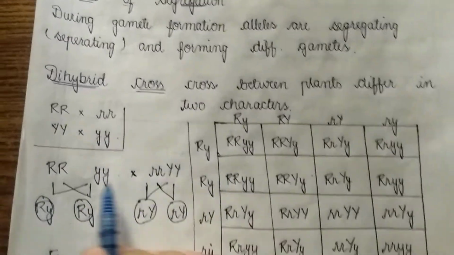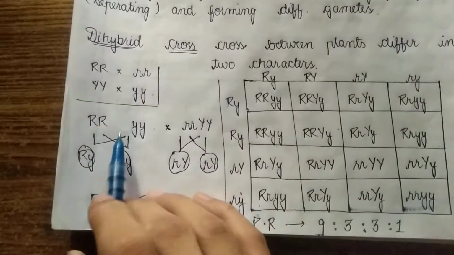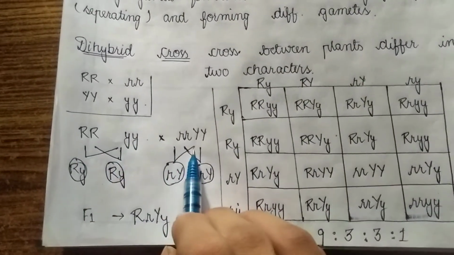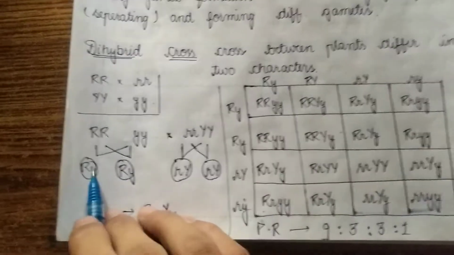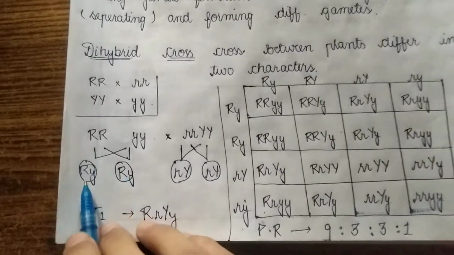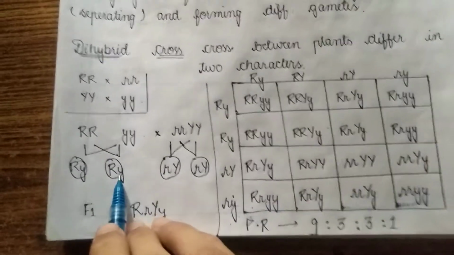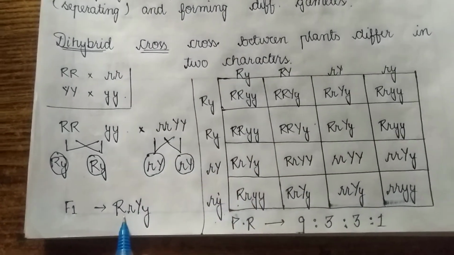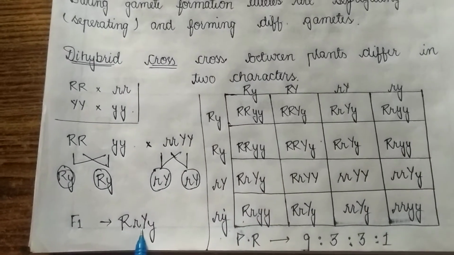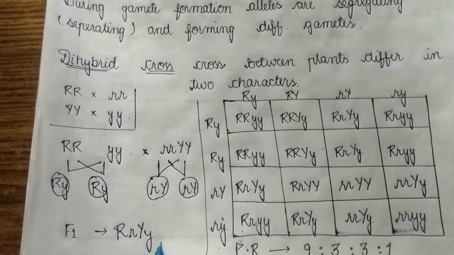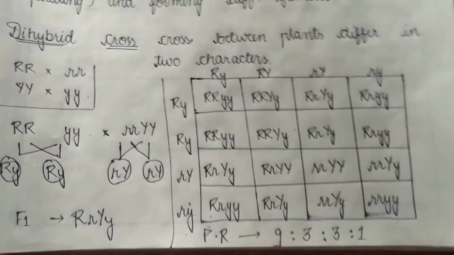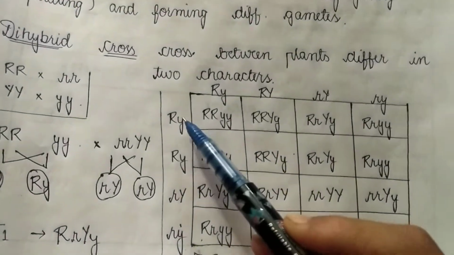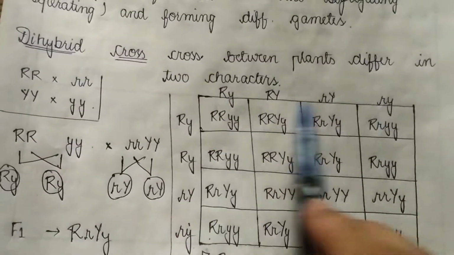So now we have continued with the capital R and small y. Here small r and capital Y. And we have formed gametes, that is capital R small y and small r capital Y. So the F1 generation we get is capital R small r, capital Y small y. Now we have done this by using the Punnett square method. In this we are writing all the gametes here also and here also.